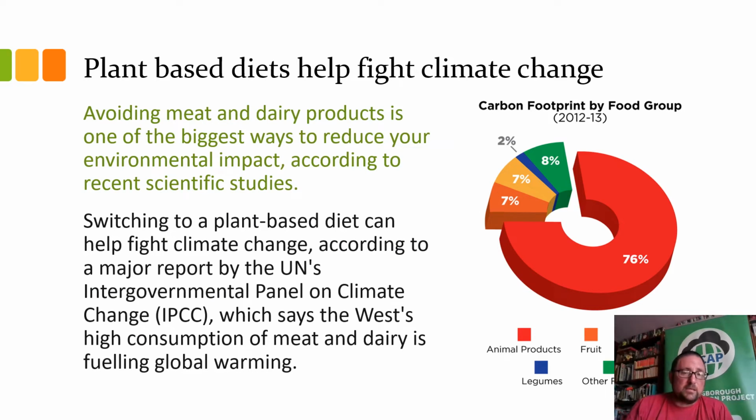And that's because plant-based diets help fight climate change. Avoiding meat and dairy products is one of the biggest ways to reduce your environmental impact, according to recent scientific studies. Switching to a plant-based diet can help fight climate change, according to a major report by the UN's Intergovernmental Panel on Climate Change, which says the West's high consumption of meat and dairy is fueling global warming. And as the chart says on the right there, animal products are responsible for 76% of carbon by food group. And you can see there as well that legumes is only 2%. Legumes, obviously potatoes and underground vegetables.